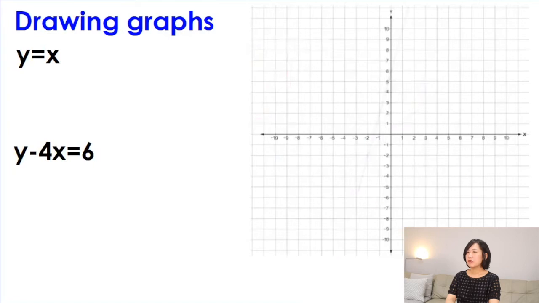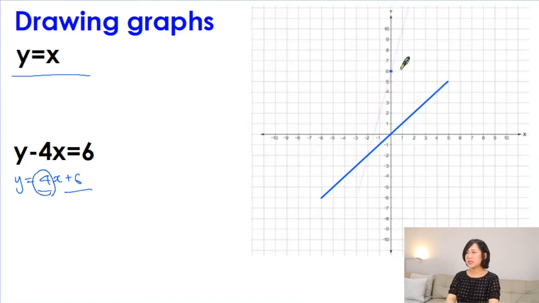And next graphs. So we can quickly draw our y equals x graph. We already know when x is 1, y is 1, x is 2, y is 2. So let's see the graph. It passes through 0, 0. Then our second equation, let's make it into the standard form. y equals 4x plus 6. So now the y-intercept is 6. Then let's check our gradient. 4 is when we move 1 right, move 4 up. Then we can have the line graph.